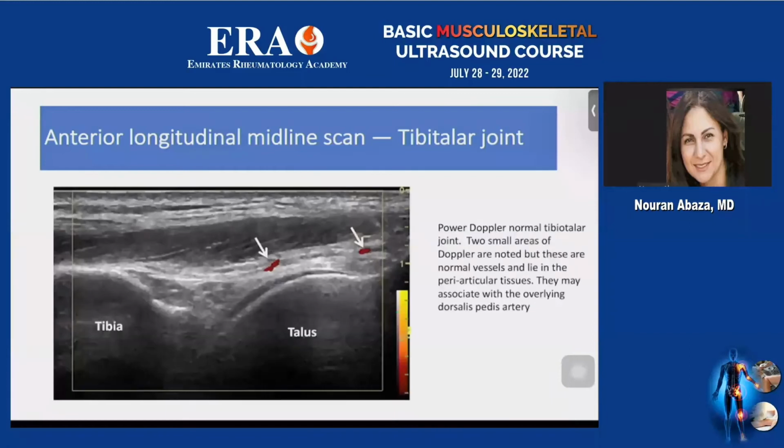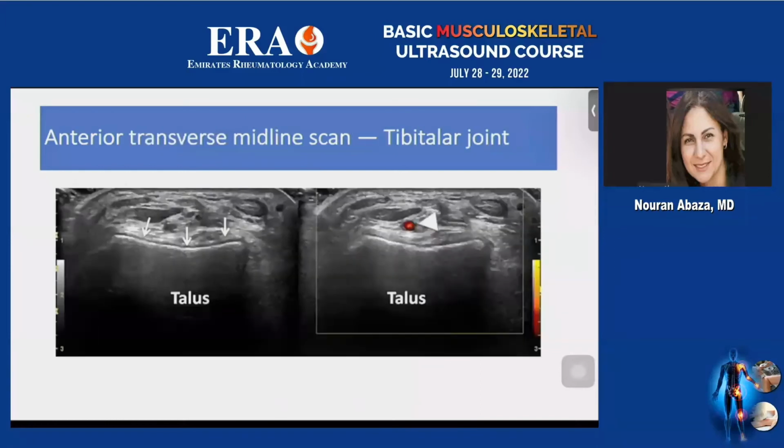But also, if you open the Doppler signal, don't worry about two small areas of Doppler that are normally noted in this area. Those are normal feeding vessels to the ankle joint or the tibio-talar joint, and they may also be associated with an overlying dorsalis pedis artery. This is when you shift the probe to the transverse midline scan. You will also visualize a small potential space without distension, but you will also see a Doppler signal corresponding to a nutrient vessel in the tibio-talar joint.